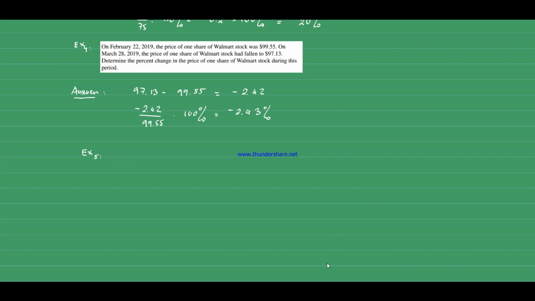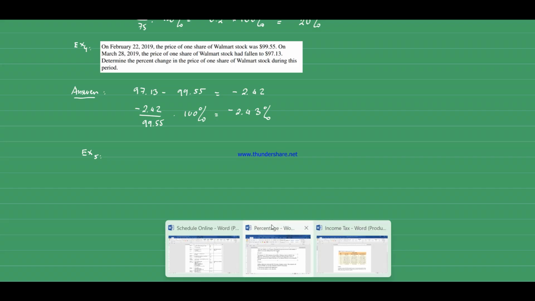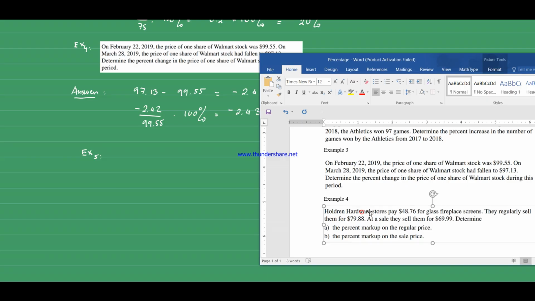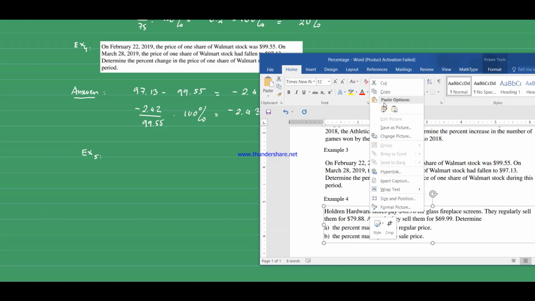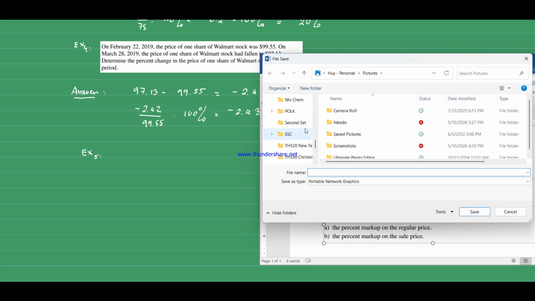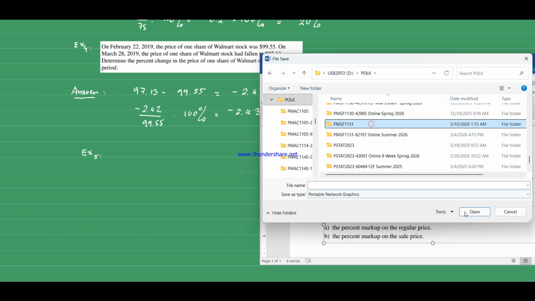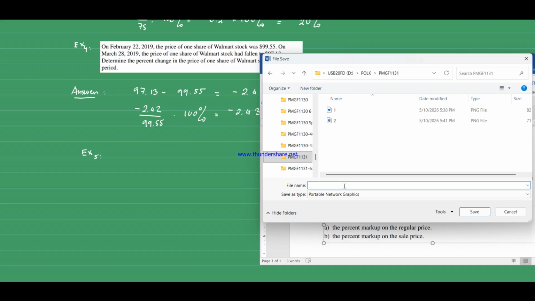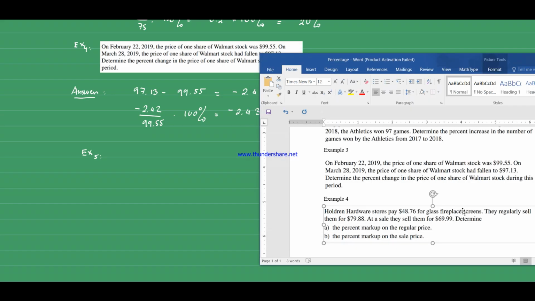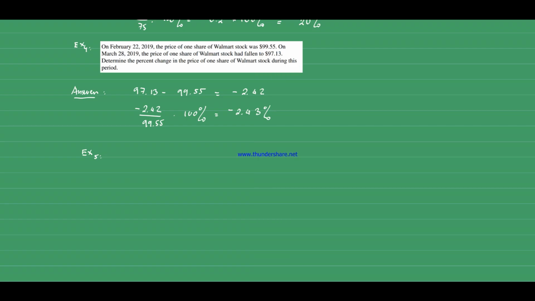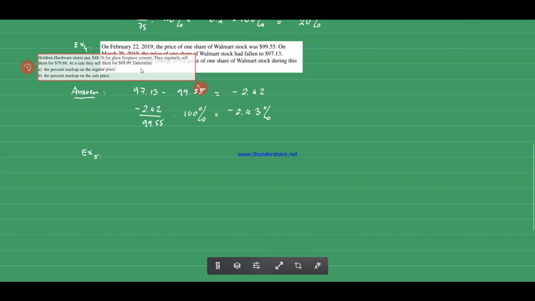Okay, in example number 5, we're gonna have a different scenario. Let's see. Let's see what we have. And every time I have to save it, it's kind of annoying, but I don't have any other option. Okay.